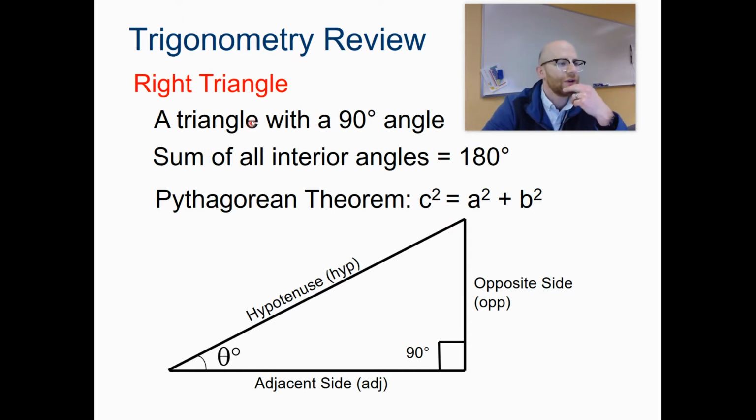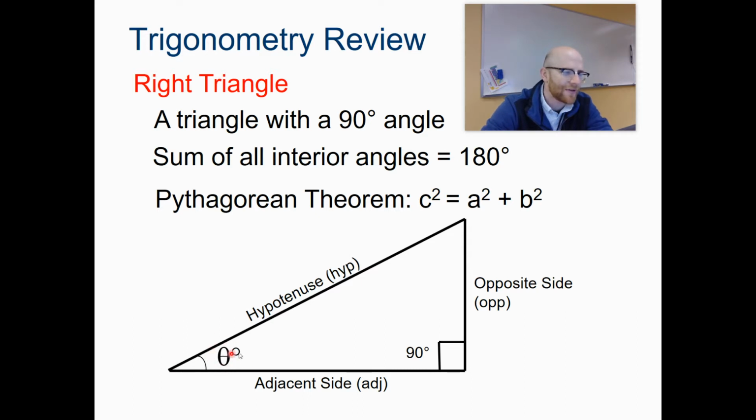So a triangle with a 90-degree angle is a right triangle. The sum of all the interior angles is equal to 180 degrees. The Pythagorean theorem, normally it's a squared plus b squared equals c squared. It kind of looks like c squared equals a squared plus b squared. That's a weird way to say it. So we have the hypotenuse here.